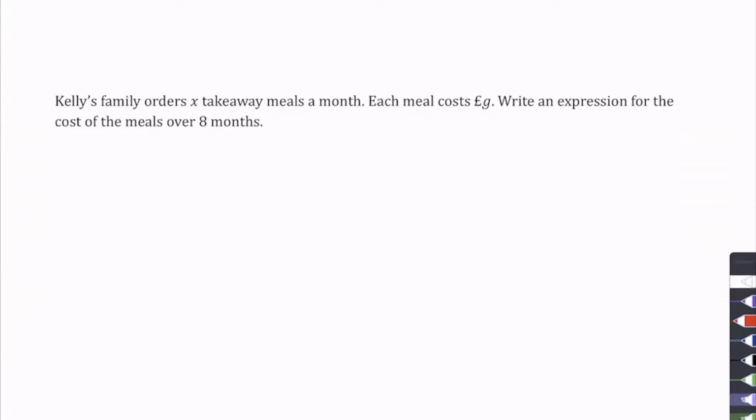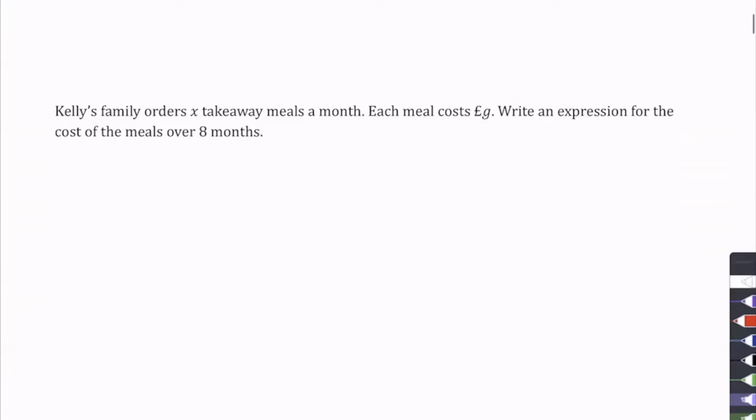Sometimes we can replace the letters with numbers to get a sense of what the calculation should actually look like, and then we can go back and write the expression. So let's try that in this case. We know that the family orders X takeaway meals a month. So let's say they order 5 takeaway meals a month, as an example. And each meal costs G pounds, so let's say each meal costs £20.